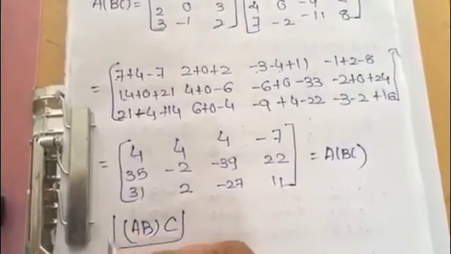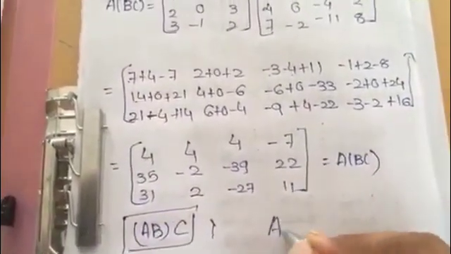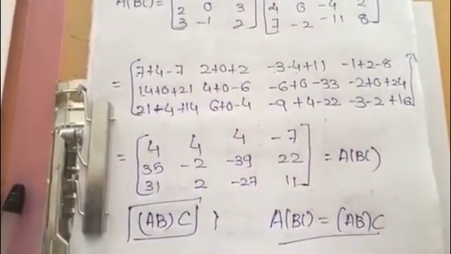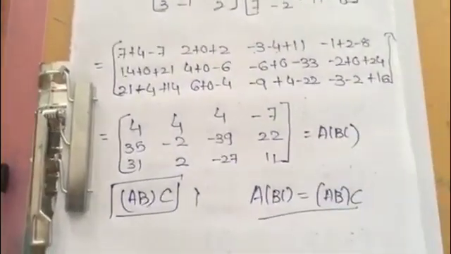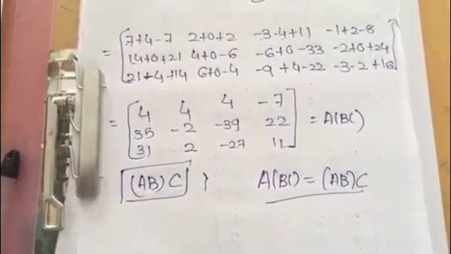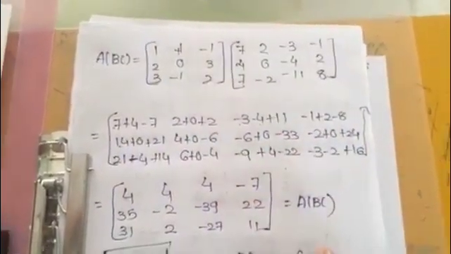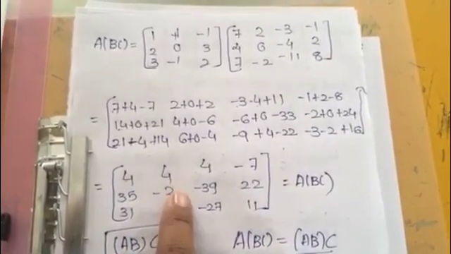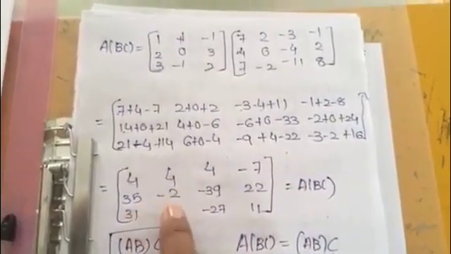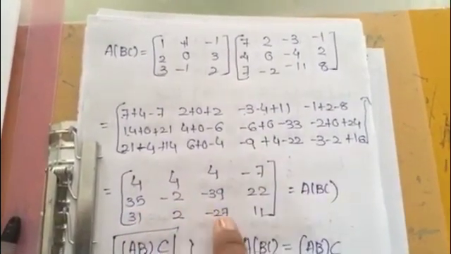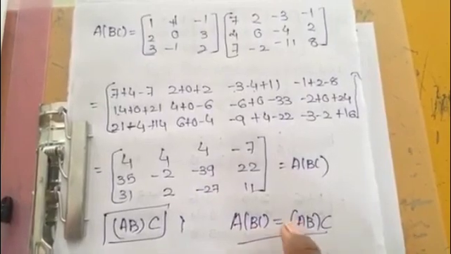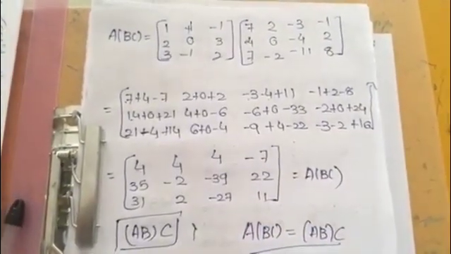Next we have to find AB into C. This you will find as homework, and tell me that A(BC) is equal to (AB)C or not. In that also, first we have to multiply A with B, and the answer of AB we will multiply with all the elements of C, the same way. And if the values of A(BC) are the same as this, that is 4, 4, 4, minus 7, 35, minus 2, minus 39, 22, 31, 2, minus 27 and 11, then we can say that A(BC) is equal to (AB)C. Okay, till then, thank you.